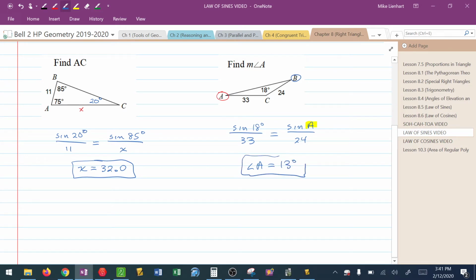These are the two possible ways to solve using the law of sines. Hope this helps.